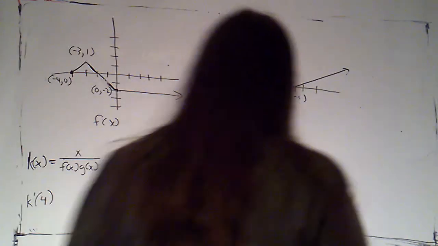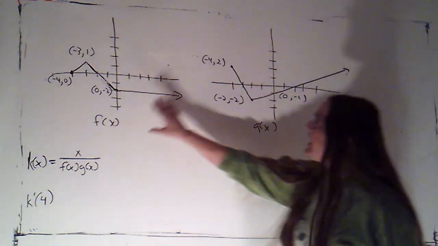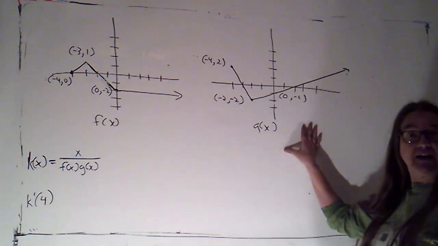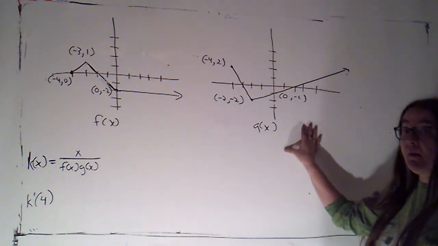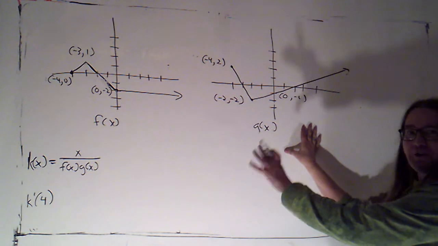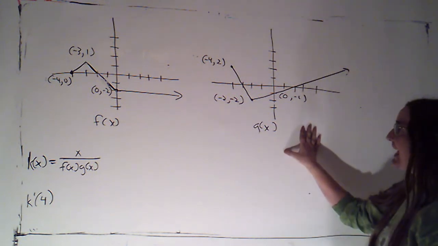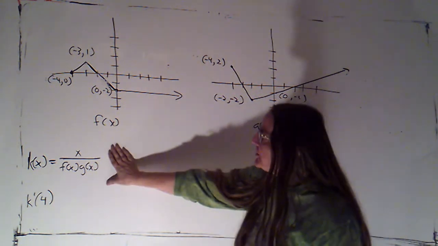Here's one for you to try. I've kept up the same graphs, f of x and g of x, that we used in the last problem. So if you already have these in your notes, you don't need to copy them down again. But I've built a new function out of them.